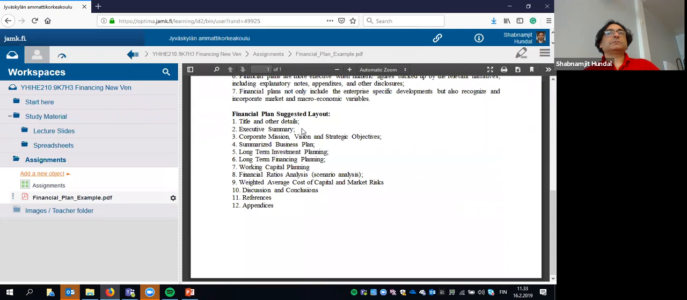Executive summary is like the abstract of a thesis. But in the corporate reports, in the professional reports, in the consultancy reports, we don't use the word abstract. We use the word executive summary. What do you include in an abstract when you write your thesis? What would you write in your abstract?